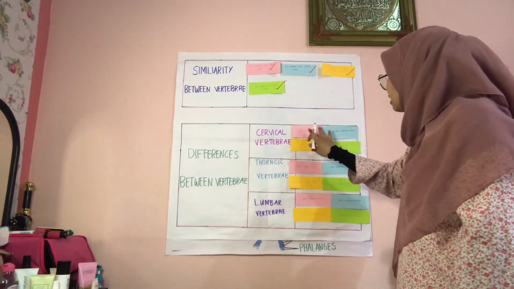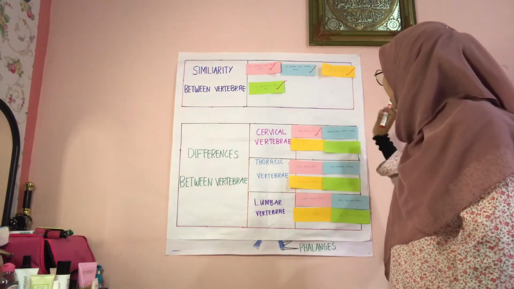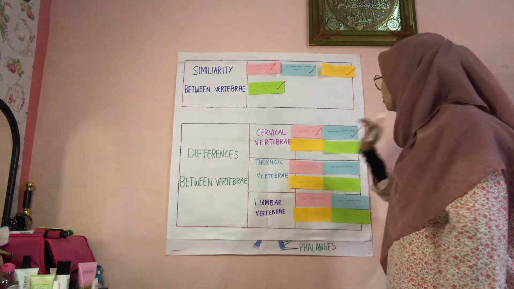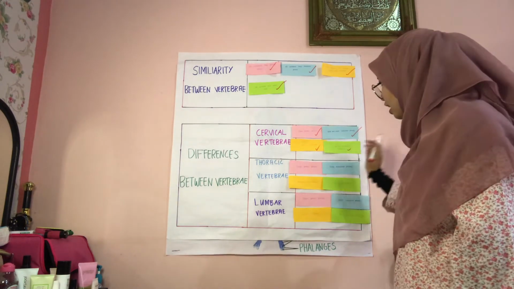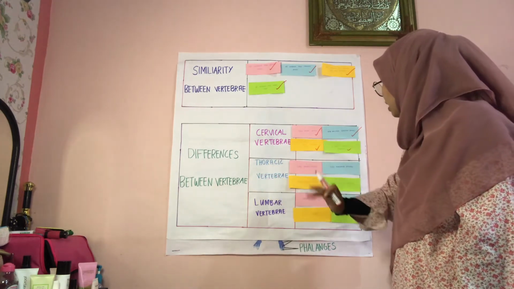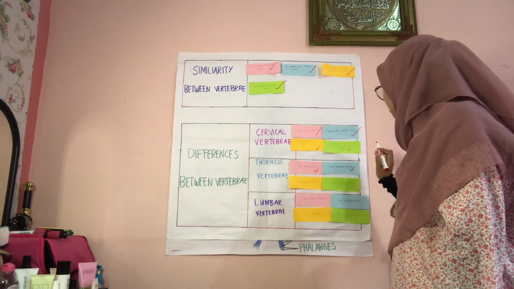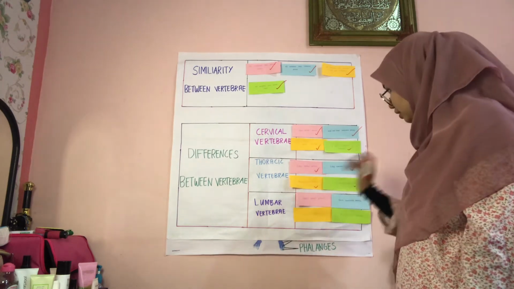Okay, let's see differences between vertebrae. Cervical vertebrae have short spinous process. Okay, that's correct. Have wide and short transverse process. That's correct also. Small centrum, a pair of transverse foramina. And thoracic vertebrae has very long spinal process. That's correct. Long transverse process. Medium-sized centrum, no transverse foramen.